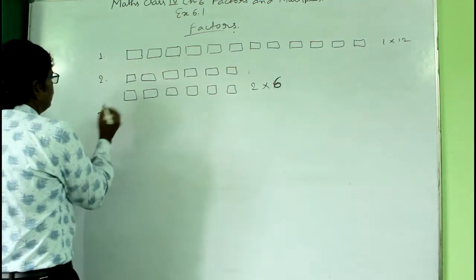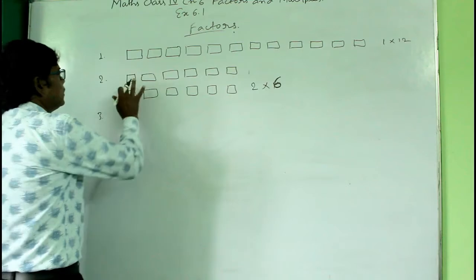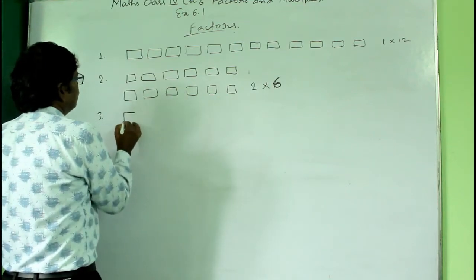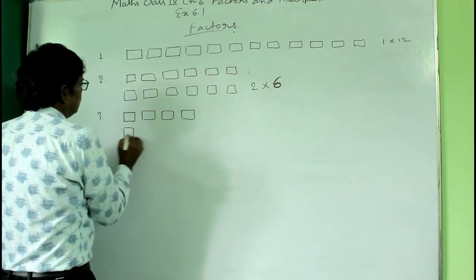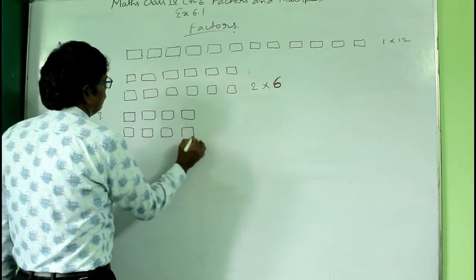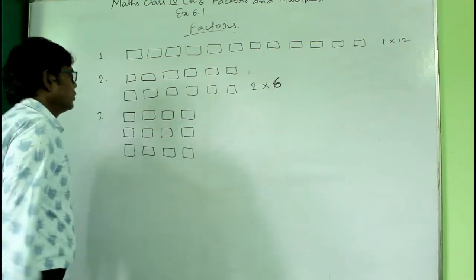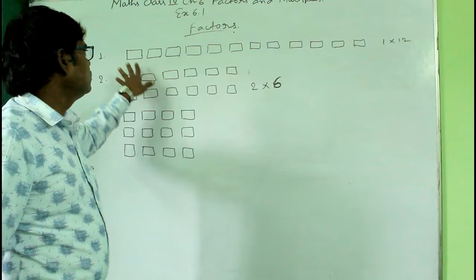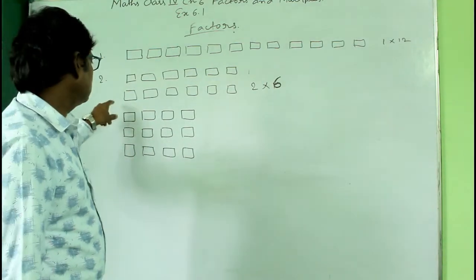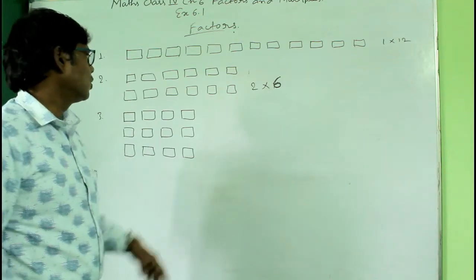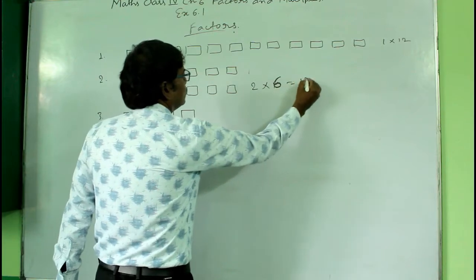Then with 3, we can arrange like this. 1, 2, 3, and 4. 1, 2, 3, and 4. 1, 2, 3, and 4. Again I have arranged all the 12 chocolates, that is 3 rows, first, second, third, but only 4 columns. So you can write 3 into 4 equal to 12 again.